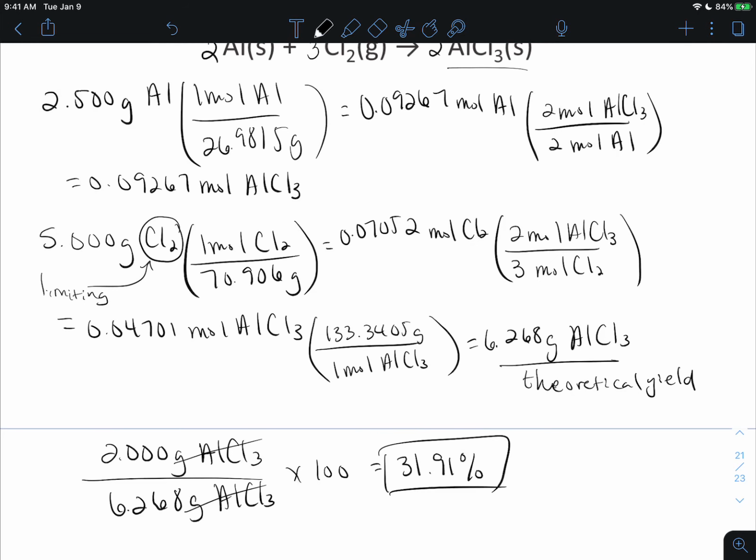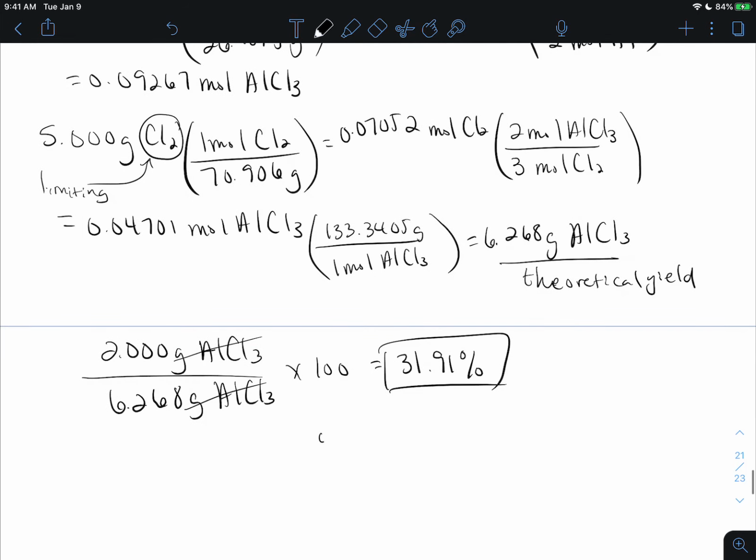And then our percent error, we could just take this value and subtract it from 100, and we get a value of 68.09% error. That's a really large error. Not very good. That wraps up our discussion of our stoichiometry.